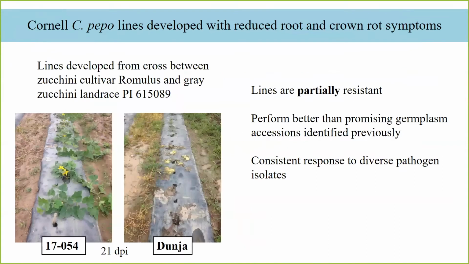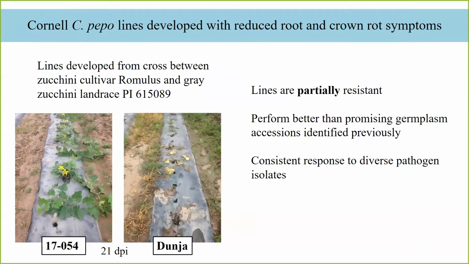So here at Cornell in the Mazourek lab, in recent years, there's been work to develop pumpkin and zucchini lines with an increased amount of resistance to Phytophthora crown and root rot. And the most promising lines, which I'm working with for my research, were derived from a cross between zucchini cultivar Romulus and a gray zucchini landrace from the National Plant Germplasm System. In the picture, we can see on the left one of the advanced lines compared to susceptible zucchini variety Dunja.